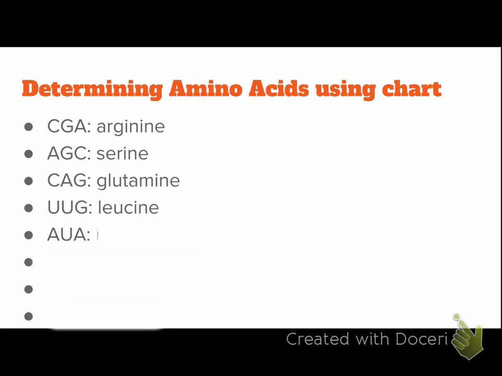So let's take a look at another one before you try one on your own. AUA, so we'll find the row for A, go to the top, find the column for U, find where they meet, and then within that box we should see AUA, which is going to give us isoleucine.